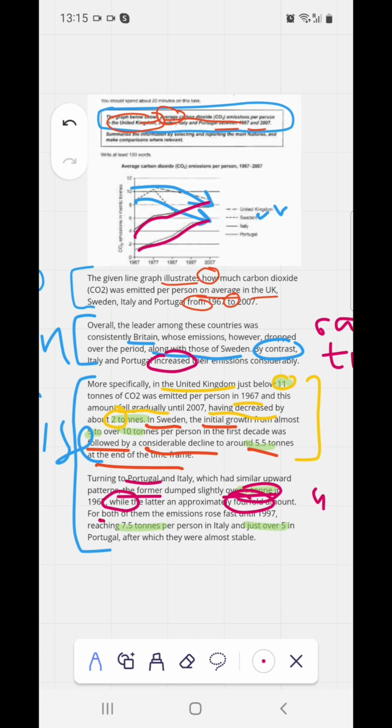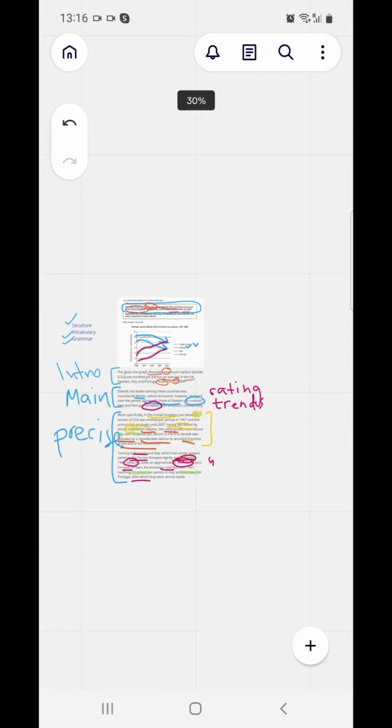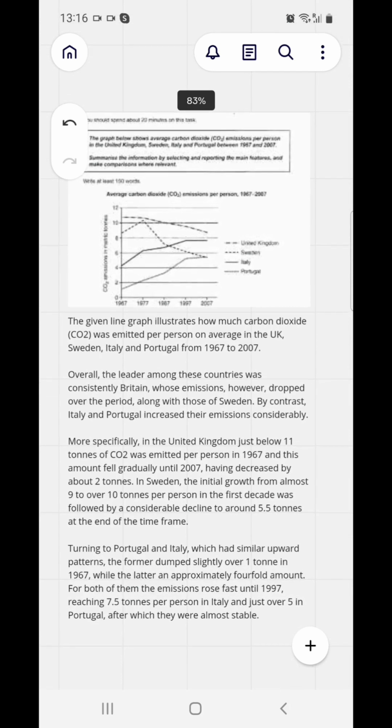Okay, then we have comparison with both of them, so they had the same story. So we have specific description of changes, rose fast until 1999, 1997. And again, we divide periods and say after which they were almost stable. So now let's move on to looking at grammar and vocabulary specifically. So let's look what we've got.